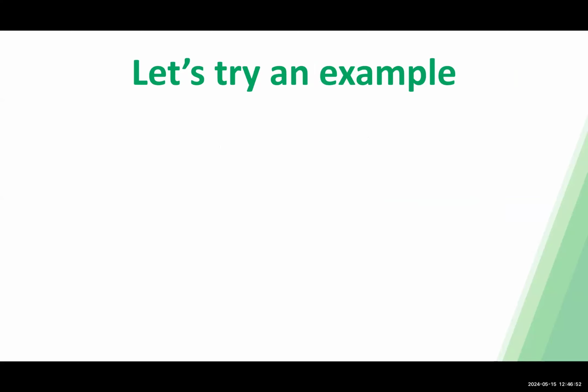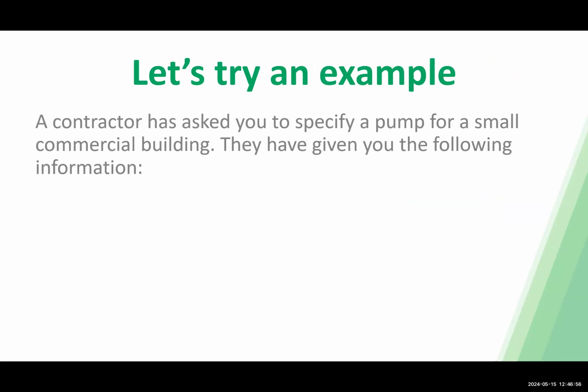So with that, we have an example to quickly run through. A contractor has asked you to specify a pump for a small commercial building. They have given you the following information. So your design flow is 35 gallons per minute.